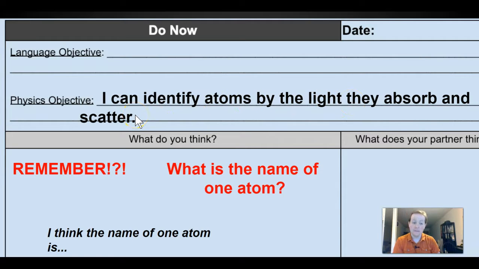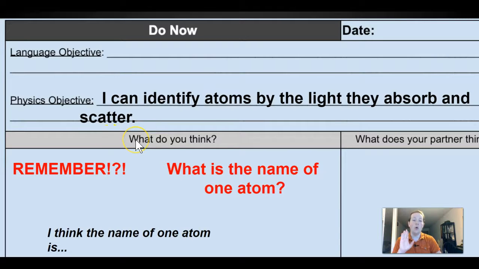We saw this physics objective before. We learned that atoms have fingerprints. Fingerprints from light. We're going to remember that, and then you're going to do an activity where you identify light by absorption graphs to determine what atoms are in stars. You're going to be a scientist, an astronomer. It's the same science that astronomers do today.